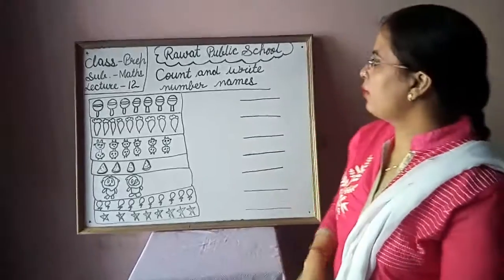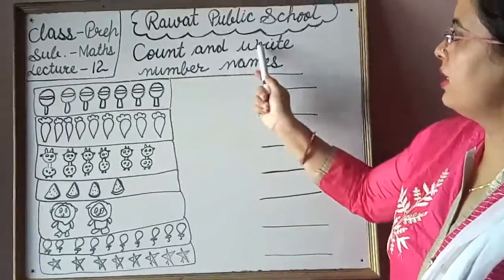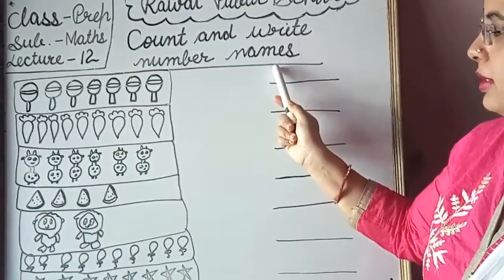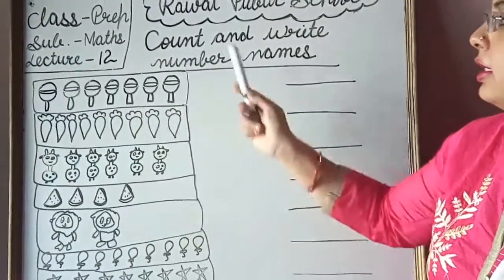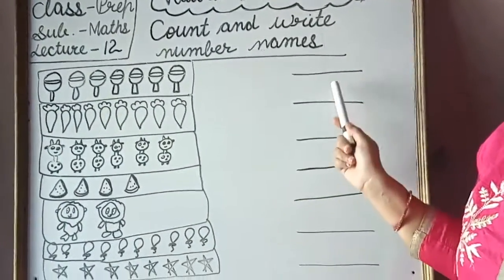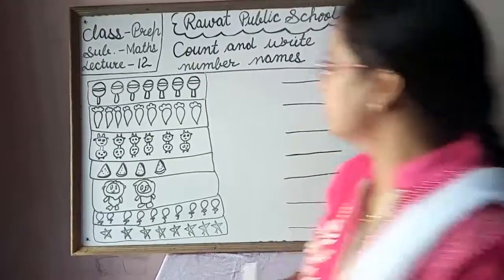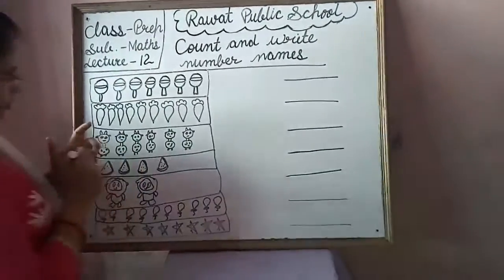Children, today our topic is count and write number names. So first of all, we will count the objects. Now then, write here the number names. So let's start. Look at the board.